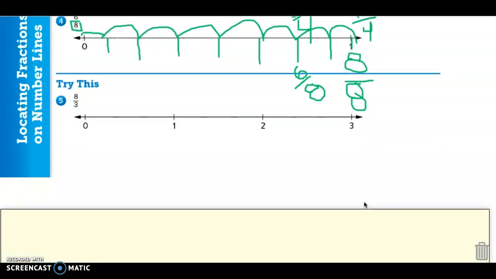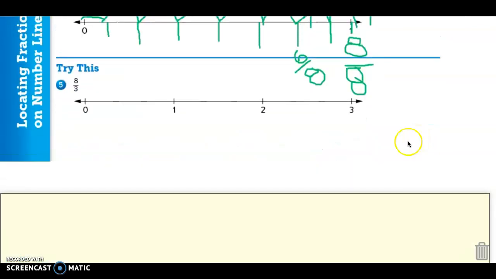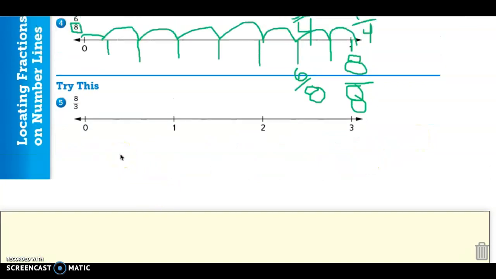All right, it says try this. Ooh, this one looks a little tricky. I'm going to come back up here. Remember, it says on some number lines there is more than one whole. I want you to try this by yourself. First, you need to think how many wholes are on this number line. Remember, wholes are 0 to 1. So how many wholes do you see? And for each whole, how much are we going to break them up into? We'll look at the denominator. So for each whole, break it into 3 parts and figure out where 8/3 would be on the number line. Give it a shot and then go on to the next page and do math boxes.